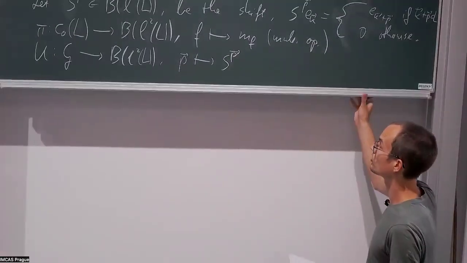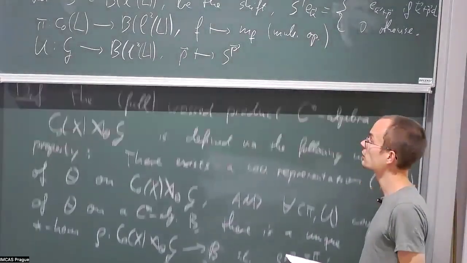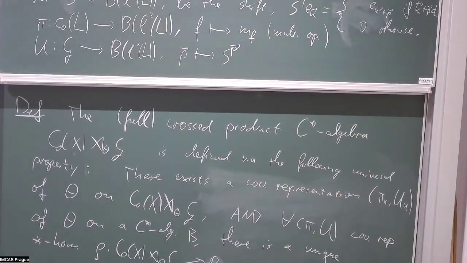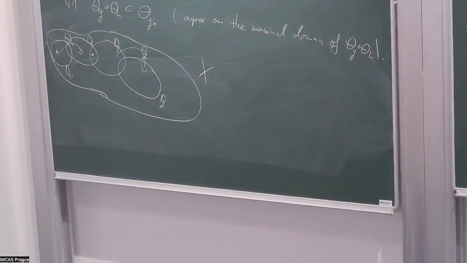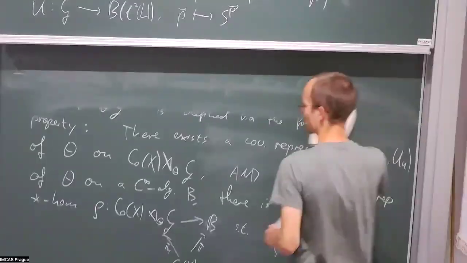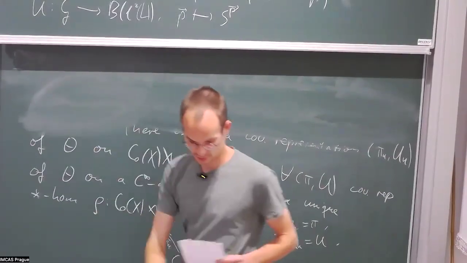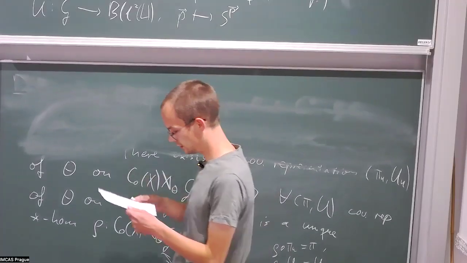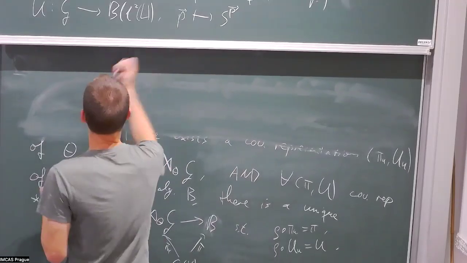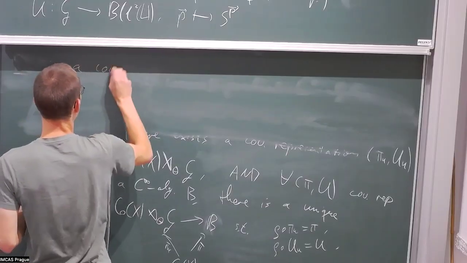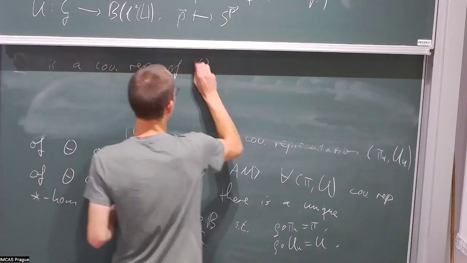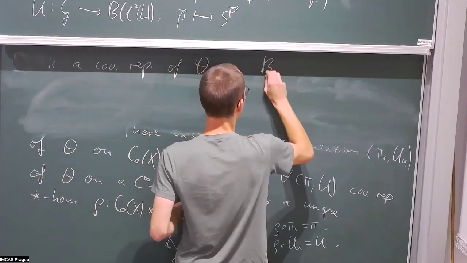Now I'm running out of space. I should be done now anyways, but maybe I can take another half minute. So this is a covariant representation of theta on B of L2 of L.